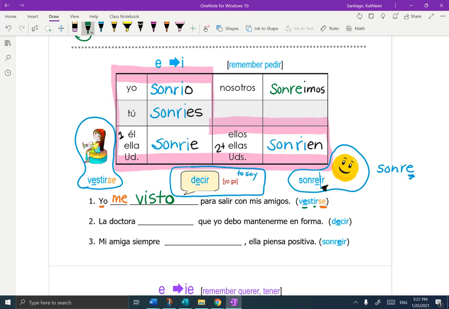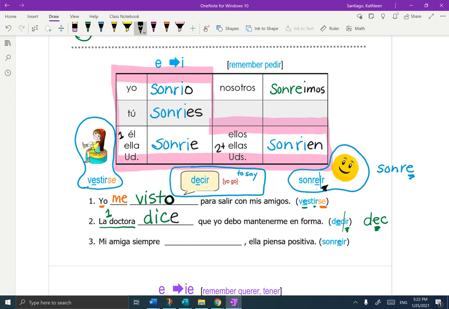Number 2, la doctora blank que yo debo mantenerme en forma. Okay, so chop, change, add. Chop, and I'm left with D-E-C. This E is going to change. So I'm going to make the stem change to D-I-C. Now go back, it's an IR verb. La doctora is only one person. The one person ending would be dice. La doctora dice, the doctor says that I should stay in shape. Muy bien.